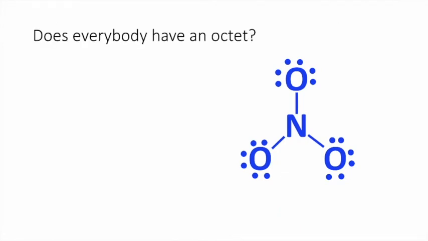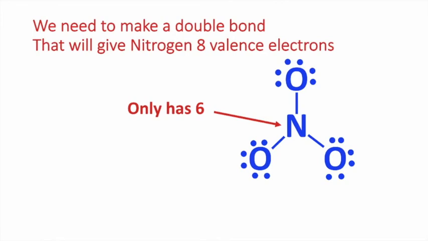We see that all of the oxygens do. Each oxygen in the structure has 6 lone pair electrons, and they share 2 electrons with nitrogen, and that's going to bring them up to 8. However, if we take a look at the nitrogen, we notice that it only sees 6 electrons, 2 electrons in each of the bonds, and we can't have this. Per our Lewis structure rules, we're going to make a double bond somewhere. If we do that, that is going to make sure that nitrogen has a full octet.